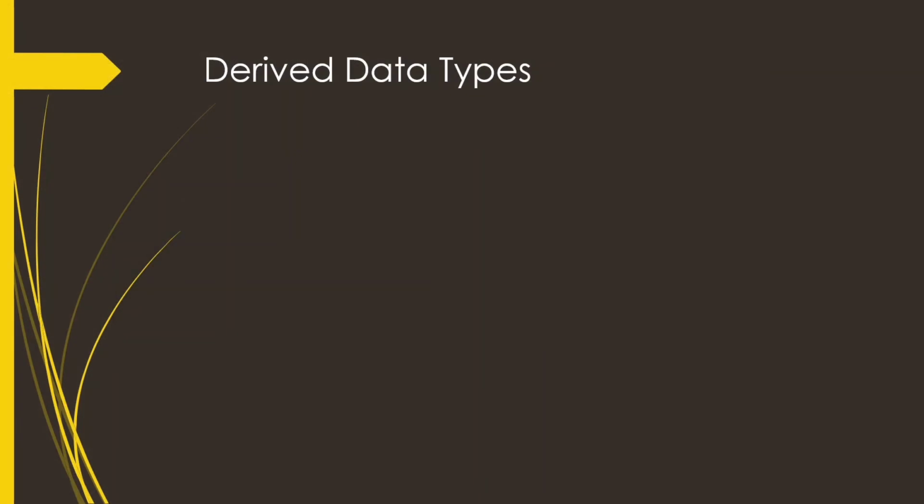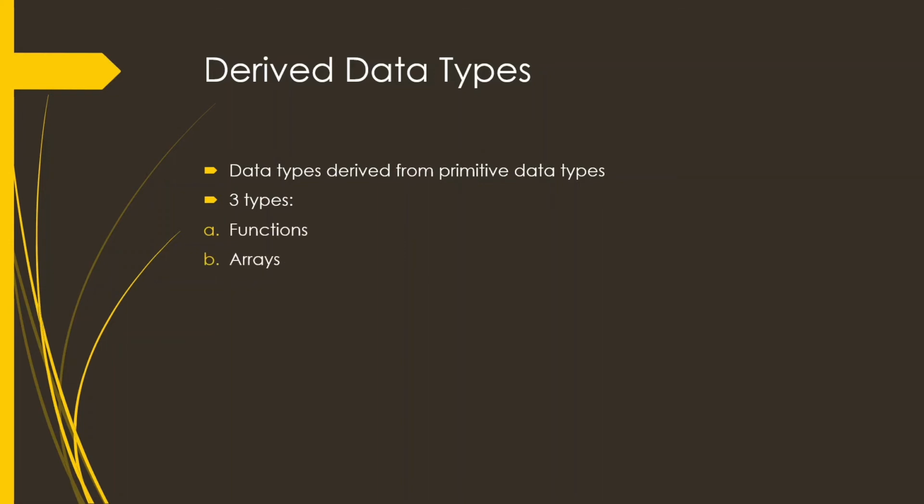Further, we discuss derived data types, which are derived from primitive data types. There are 3 types of derived data types, namely function, array, and pointer. Function is a named block of code that is defined to perform a specific, well-defined task. It is used to save the user the trouble of writing the same lines of code again and again. We will discuss functions in detail in a later video.